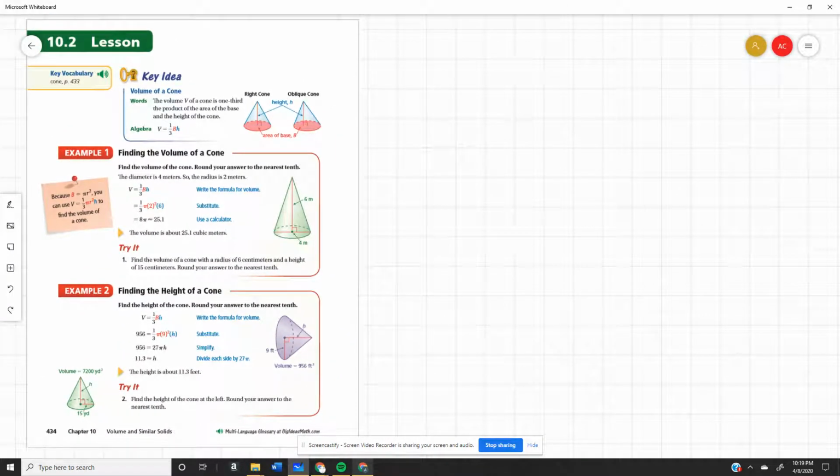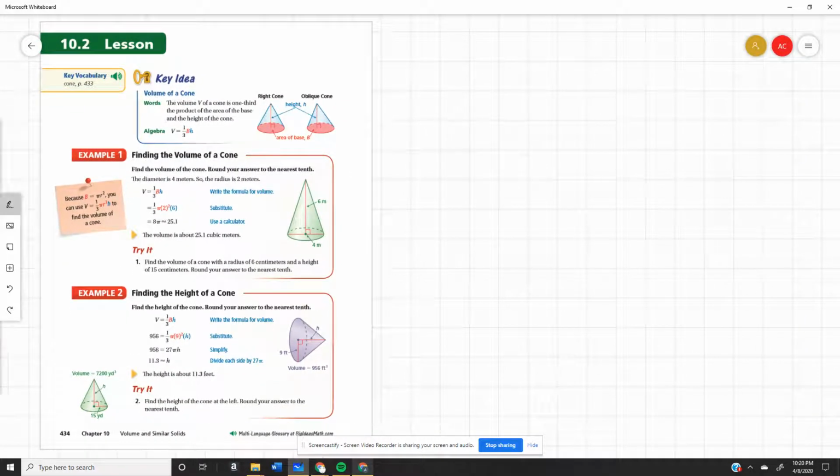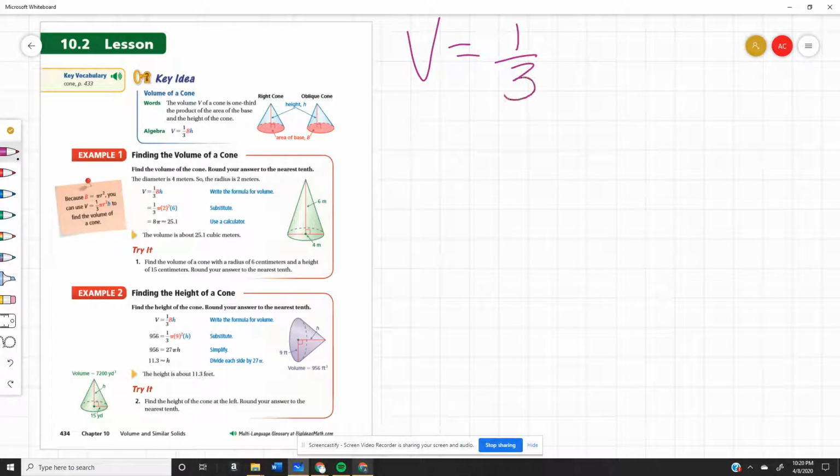The volume V of a cone is 1/3 the product of the area of the base and the height of the cone. So product means multiplication. So we're gonna find the area of the base, we're going to find the height, and then we're going to multiply those together, and then we're going to multiply those times 1/3. So V equals, whoops, sorry, I forgot to click on my pen. V equals 1/3 the area of the base times the height.